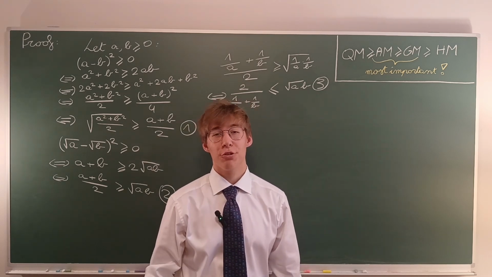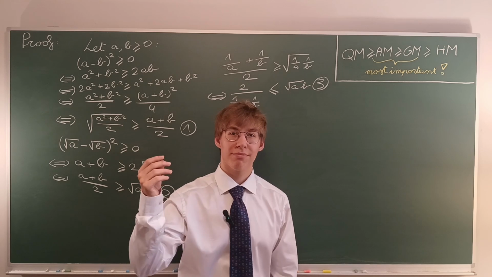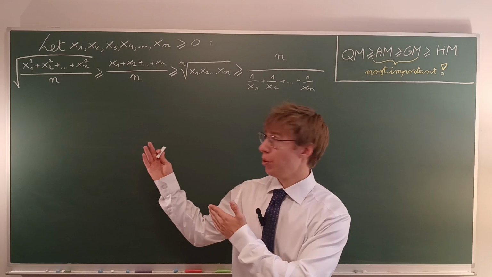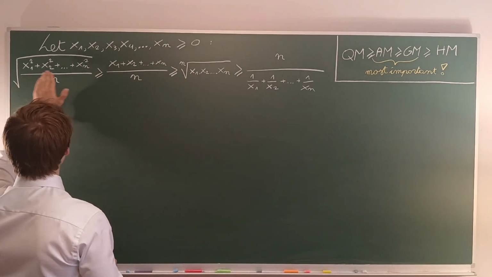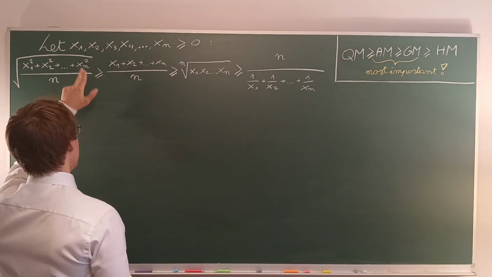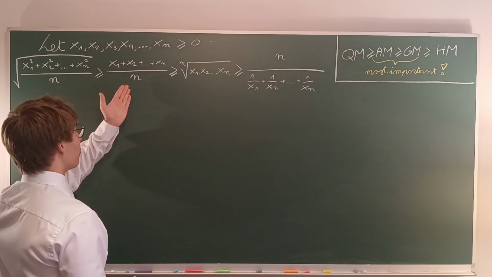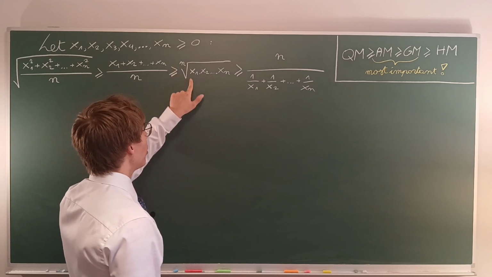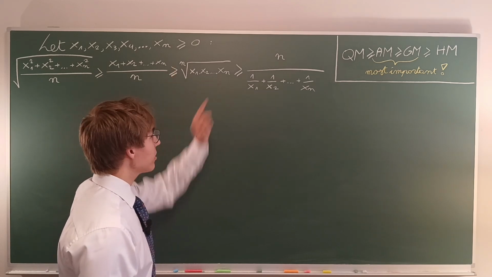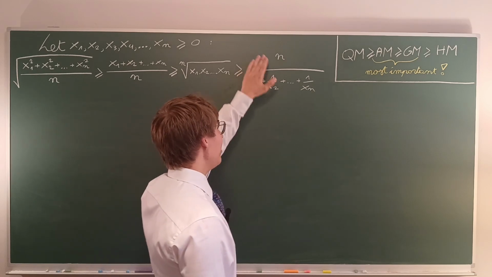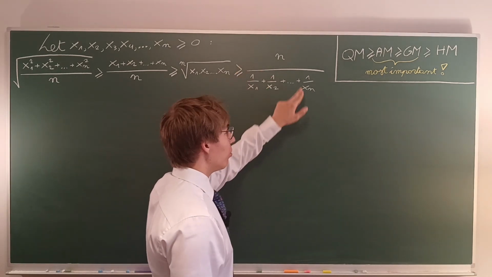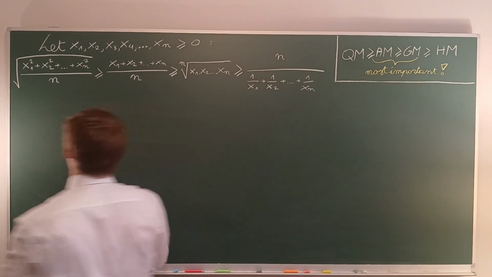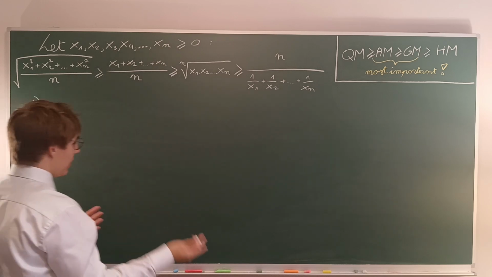But all these inequalities also hold for n variables. For n positive variables, the inequality becomes the following. The root of all the squares divided by n is greater than or equal to just the normal average of the n numbers, is greater than or equal to the nth root of the product of all the n variables, is greater than or equal to n divided by (1 over x1 plus ... plus 1 over xn). Now don't be intimidated by all this notation. We will plug in some variables to make it easier.